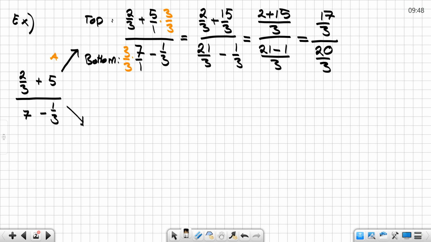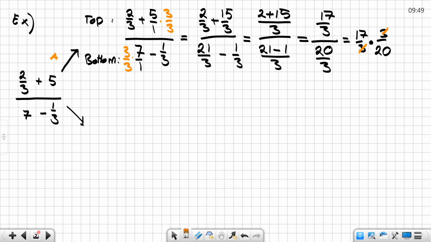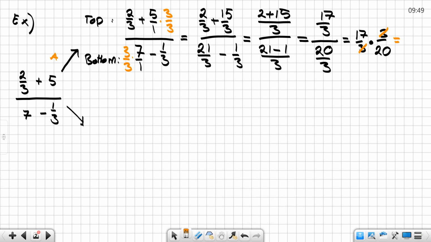And now I'm doing the same thing as before. I multiply with the reciprocal of the bottom. In this case, there is something that we can do. There's a factor of 3 that can be canceled out. Nothing else cancels, and my final answer is 17/20. So this looks like a lot of work, and it is.